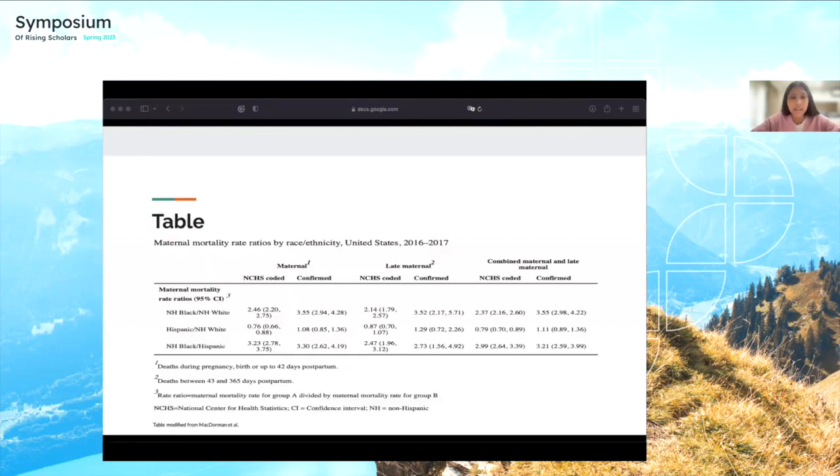This is a table that compares maternal mortality rates in women across races. As you can see here, the confirmed rate of maternal mortality for non-Hispanic Black women is 3.5 times that of non-Hispanic white women. The rate of late maternal mortality for non-Hispanic Black women was 3.52 times that of non-Hispanic white women, and combining the two shows an overall disparity of 3.55.